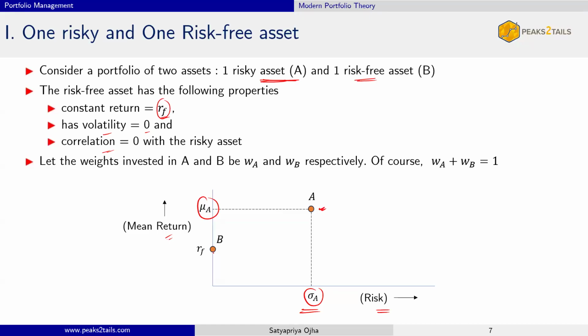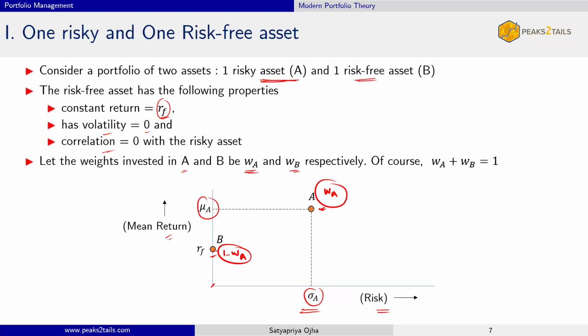So you can see asset A is here, which has a risk of sigma A and a mean return of mu A. And then there is a risk-free asset, which is here. Risk is zero. The x coordinate of asset B, which is the risk-free asset, is zero because the volatility is zero. And it only has a y coordinate, which is RF. Okay, so these are the two assets in my portfolio. This is how they look geometrically. Now, let me invest. The weight of investment is WA and WB respectively for asset A and asset B. And the weight of B is obviously 1 minus WA because the sum has to be 1.